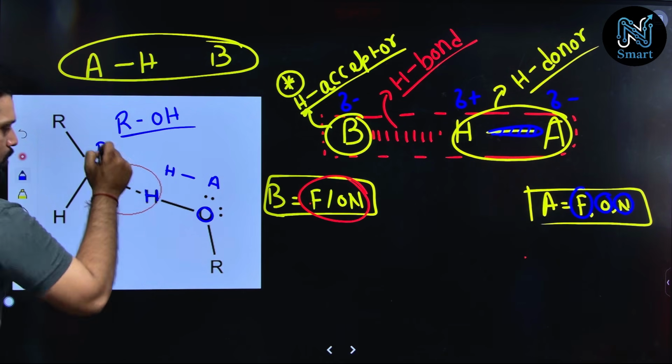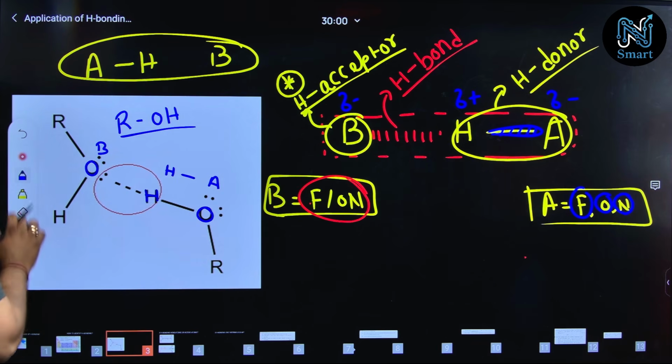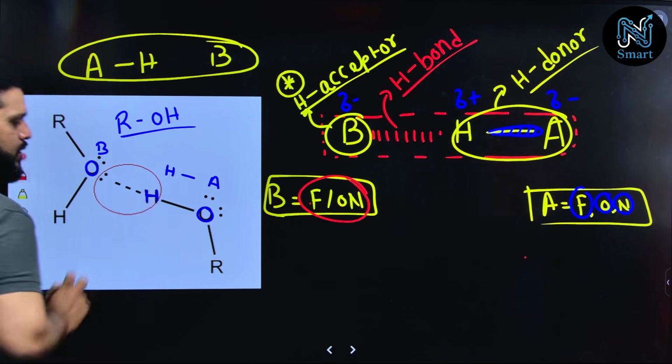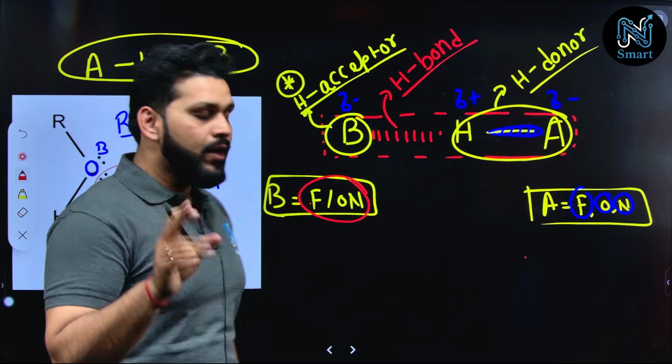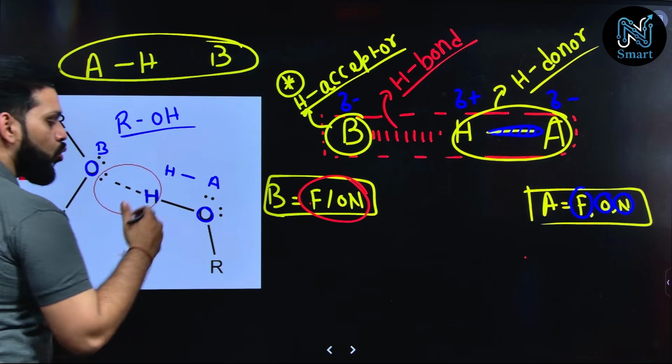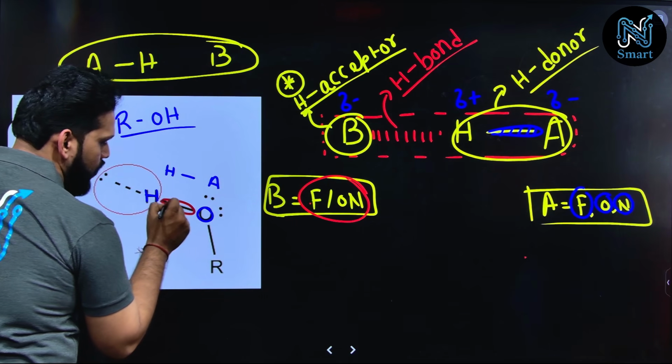A has to be a F, O, N, and B has to be a F, O, N. Now what will happen if I see this? Let me change the color. Out of oxygen and hydrogen, guys, pause the video and try it out first on your own, okay? Then watch it again. Now see, out of H and O, who is more electronegative? Oxygen is. So oxygen will be dragging the electron cloud, right?